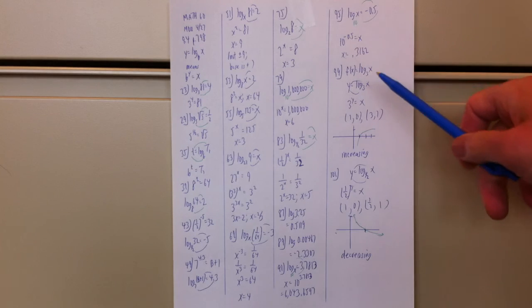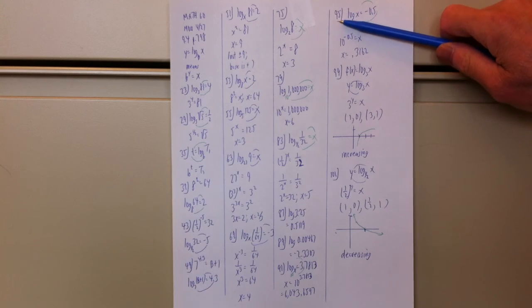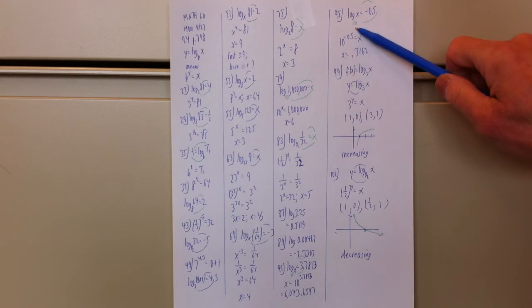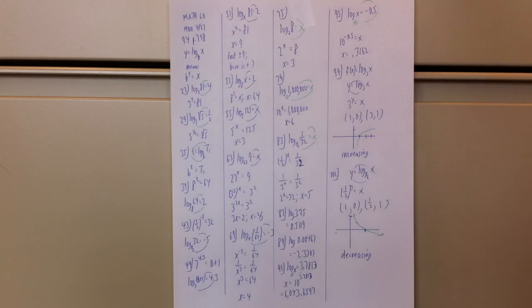And here's 95, similar thing. So the problem just says log x. I put in the 10 in green because that's what it means. And I unscramble it. 10 raised to the negative 0.5 is equal to x. So I just punch that in my calculator, and I get 0.3162.